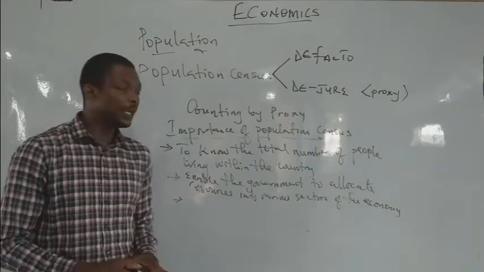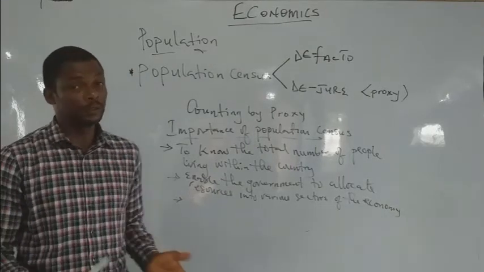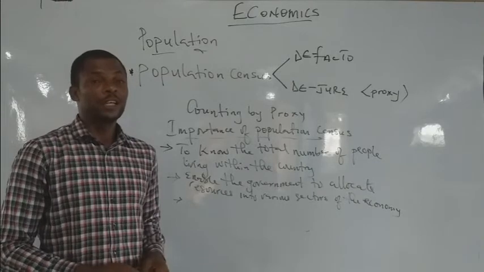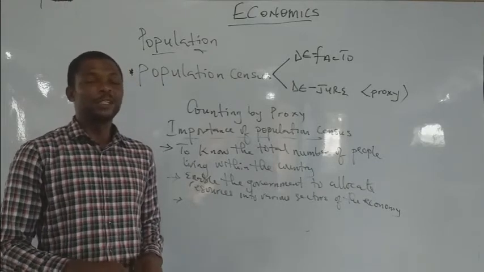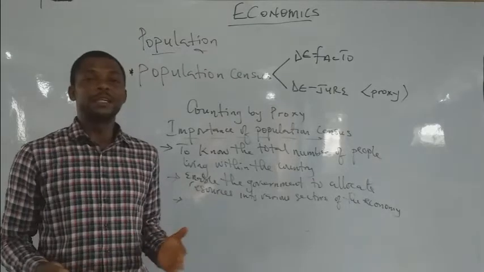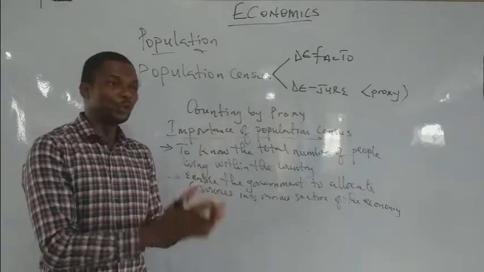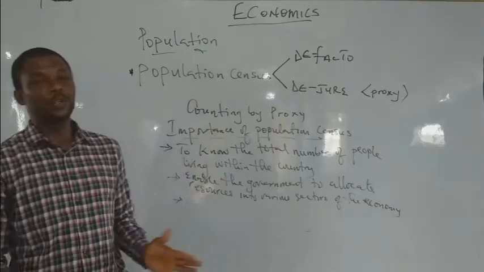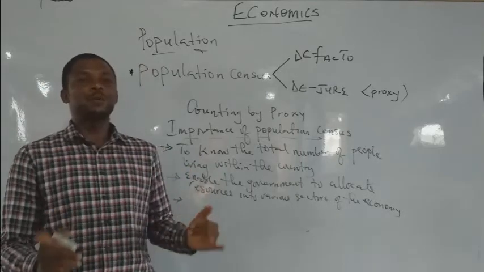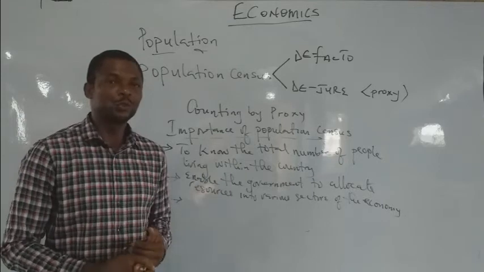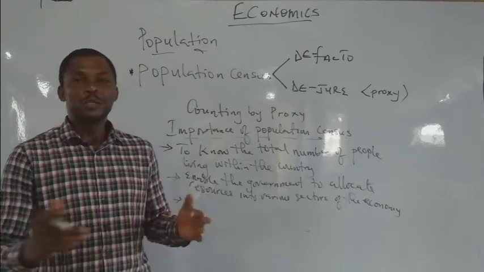The other reason why you take census is for you to know the dependency ratio. What do you understand by dependency ratio? That is, to know those who are dependent and independent. You have to know those who are capable of working and those who are not capable of working. Another reason why you take census is to know the number of immigrants.